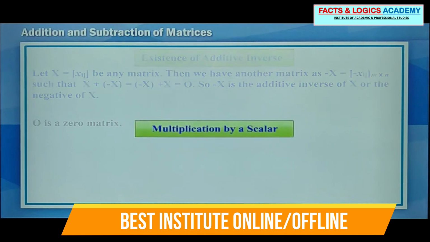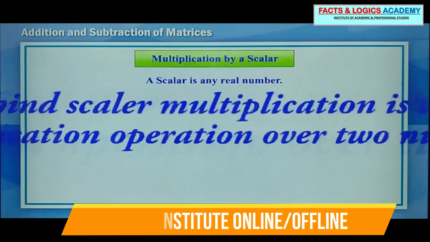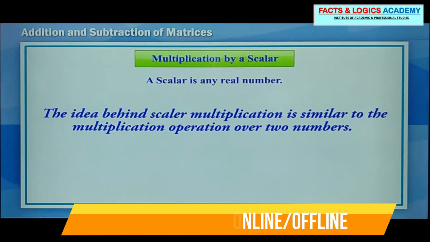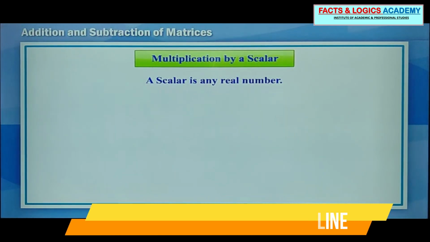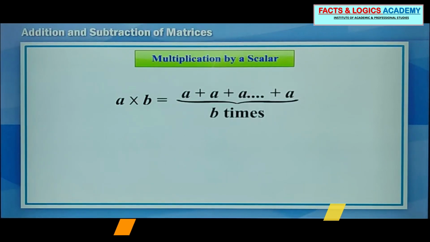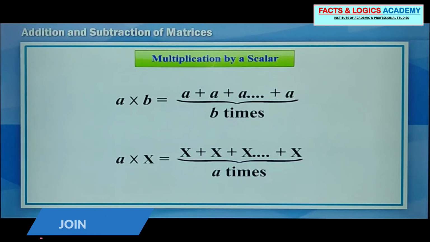A matrix can be multiplied by a scalar. Here, a scalar is any real number. The idea behind scalar multiplication is similar to the multiplication operation over two numbers. For example, if we multiply two numbers a and b, we are adding a, b number of times. Similarly, when we multiply a matrix X with a scalar A, we are adding matrix X with itself A times.